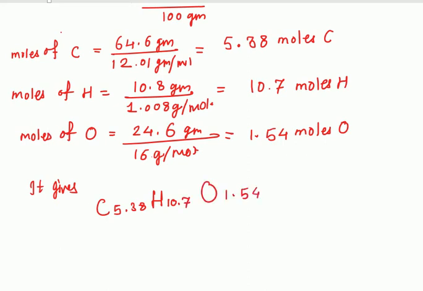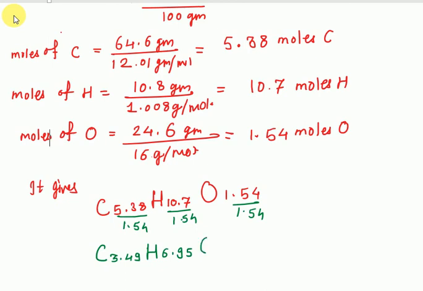hydrogen 6.95, it's almost 7, and oxygen comes 1. Which we approximate as carbon 3.50, hydrogen 7, and oxygen 1. So for the empirical formula, multiply by 2. So we will get the empirical formula like C7H14O2. So this will be the empirical formula for the above percent composition.